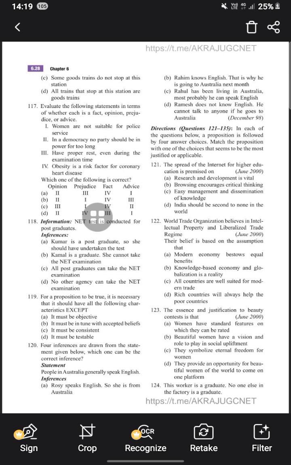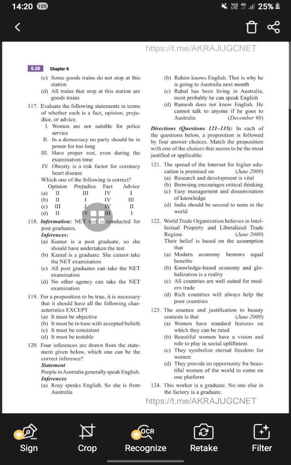For a proposition to be true, it is necessary that it should have all the following characteristics except 119, the answer will be B. It must be in tune with accepted belief. Four inferences are drawn from the statement given below. Which of the following is the correct inference? 120 the answer will be C. Rahul has been living in Australia. Most probably he can speak English.